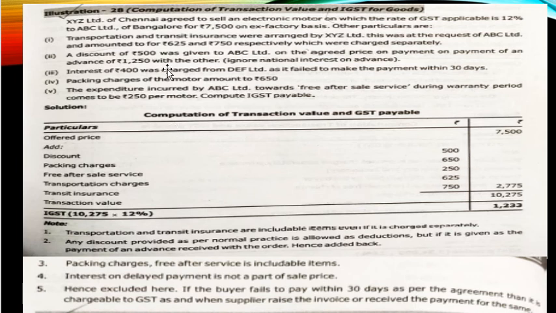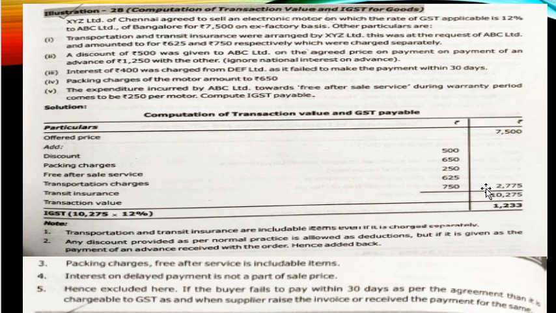Next, the interest of rupees 400 charged from DF will not be considered because this person is nowhere involved with the trade which is happening between XYZ and ABC. So packing charges, which is 650 on motor. This is the expense which is incurred on the motor. So we will add up packing charges 650. Then the expenditures which are incurred after the sale, that is during warranty period, which comes to 250. For certain services which have been rendered, certain expenses are incurred, which is rupees 250 per motor. So we will add up that, which is free after sale services 250.